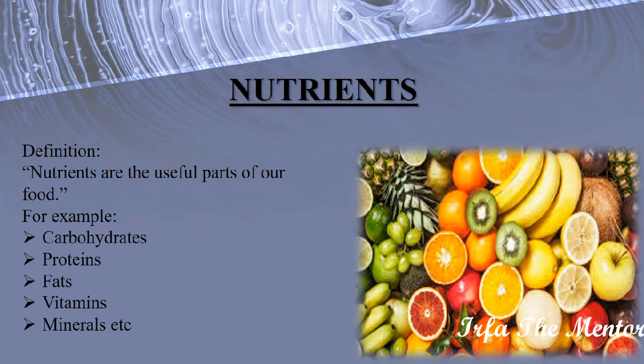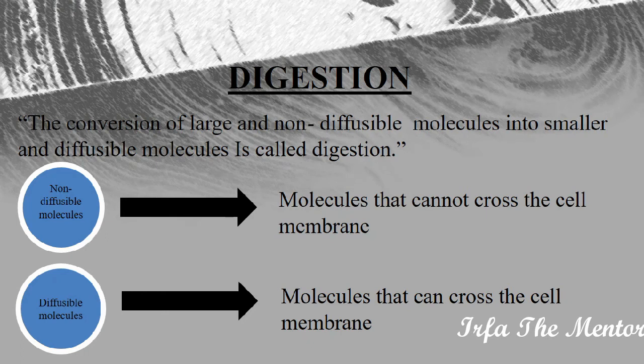And the nutrients are large molecules, and these large molecules, or complex molecules, should be broken down into simpler substances. That is achieved by a process called digestion. So what is digestion? The conversion of large and non-diffusible molecules into smaller and diffusible molecules is called digestion.